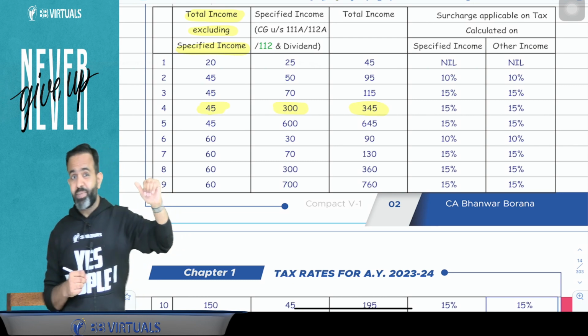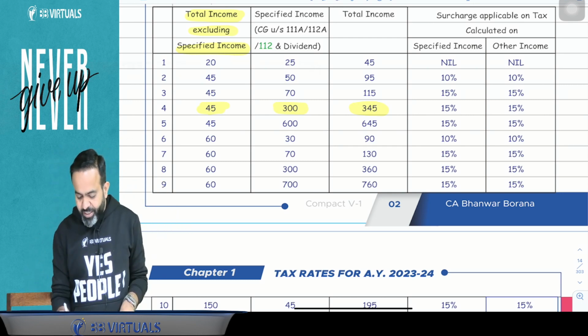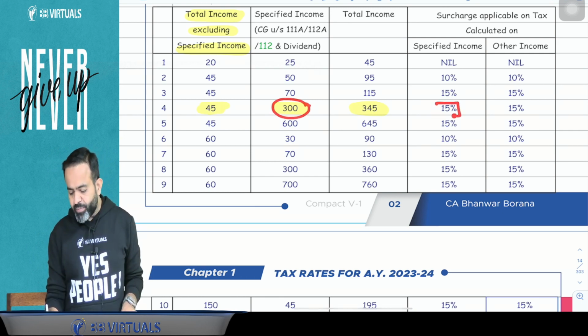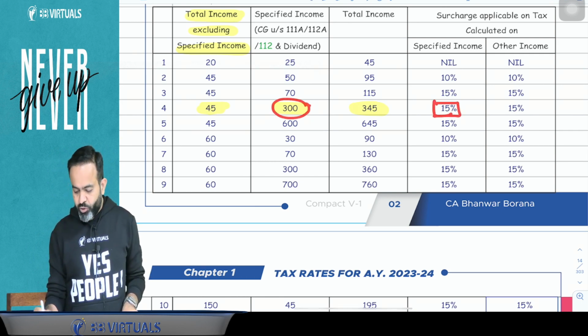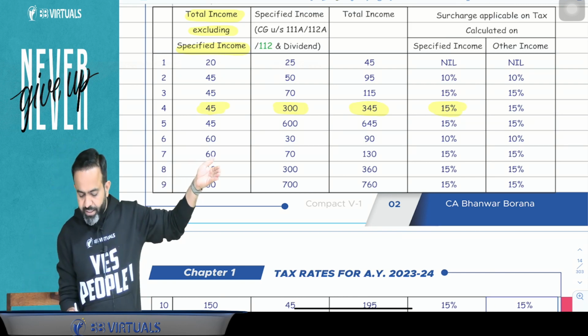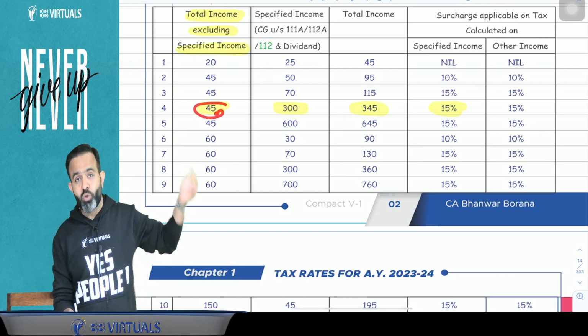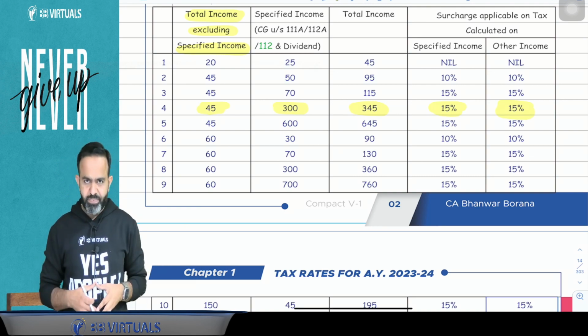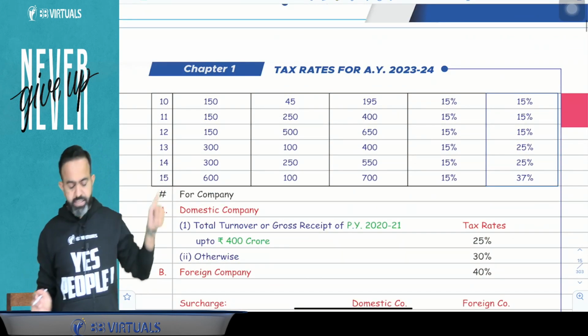Surcharge should be 25%. But guys, on this specified income tax, means whatever tax on this specified income, your maximum surcharge can be 15%. So here surcharge applicable on tax calculated on the specified income, your maximum surcharge can be 15%. And guys, the balance income means other income. Is other income itself more than 2 crore? Answer is no. Other income is not more than 2 crore. So on other income, whatever tax you will calculate, on that also your surcharge will be applicable at the rate 15%.